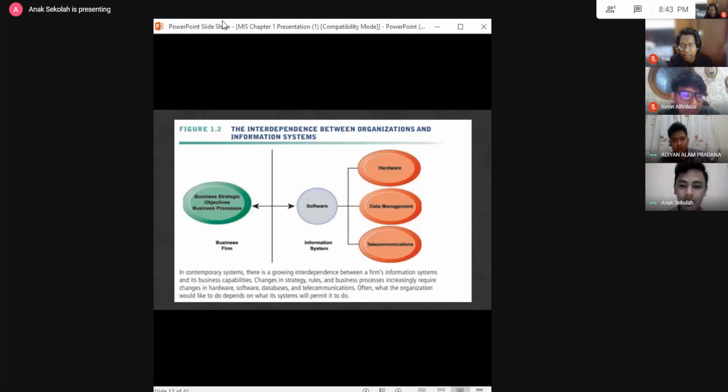Okay, here's the graph that explains the interdependence between organizations and information systems. In contemporary systems, there is a growth in interdependence between a firm's information systems and its business capabilities. Changes in strategy, rules, and business processes increasingly require changes in hardware, software, databases, and telecommunications. Often, what the organization would like to do depends on what its systems will permit it to do.